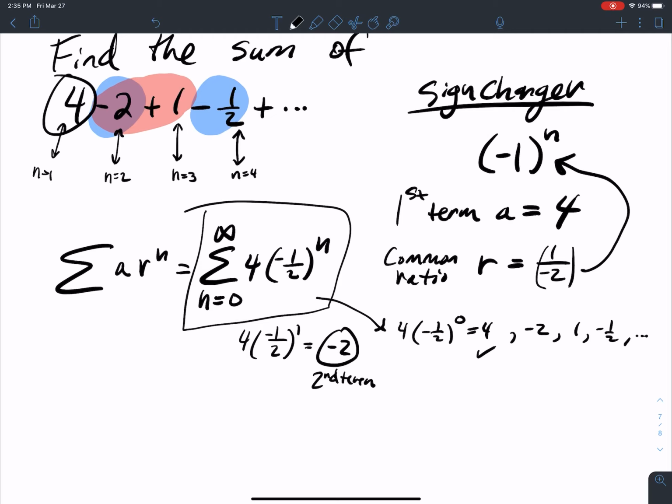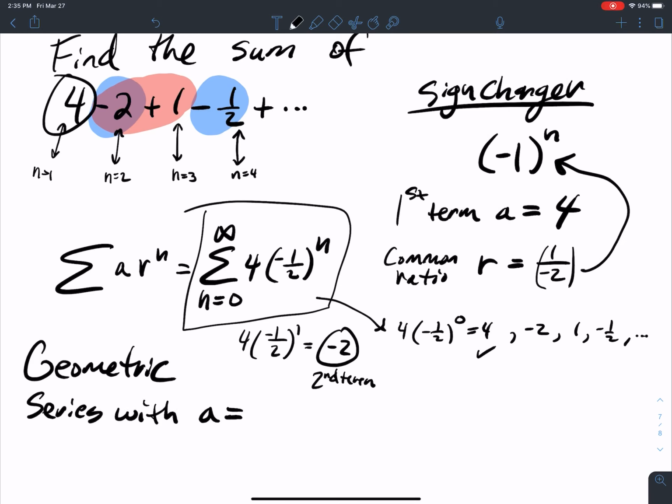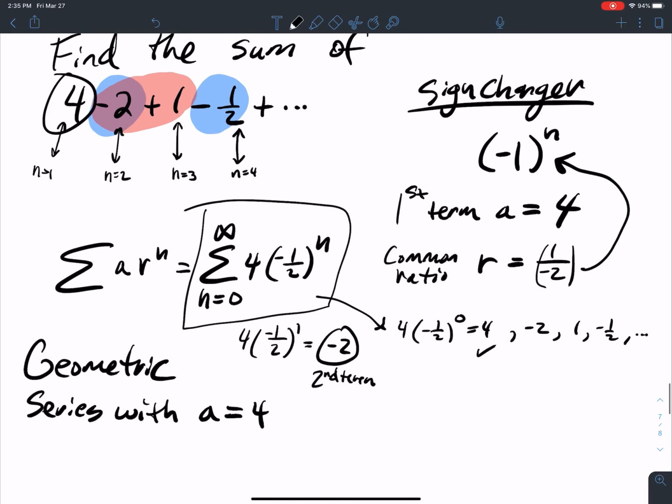Now I want to find the sum. Okay? So how do I find the sum? Well, I need to know, okay, it's a geometric. So you write this out, geometric series with a equal to 4. The first term is 4. And r, okay, what is r? r is -1/2. Common ratio is -1/2.